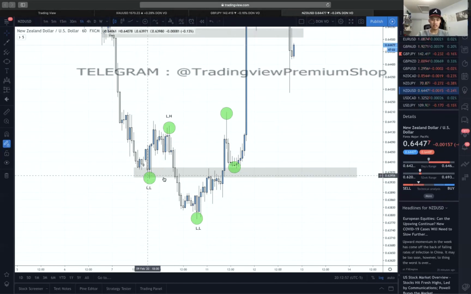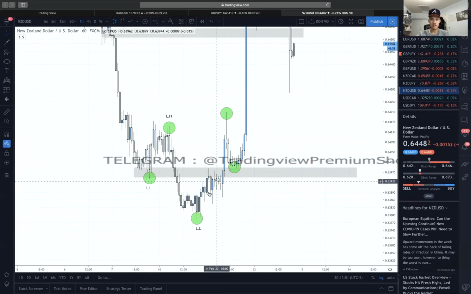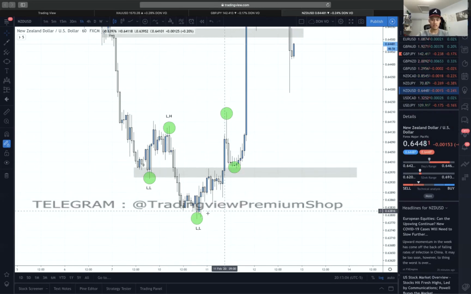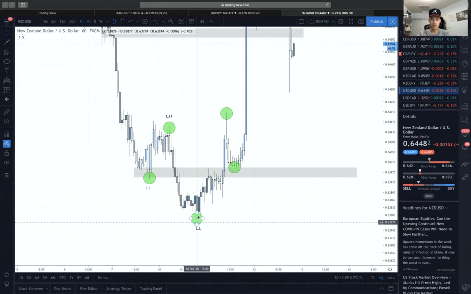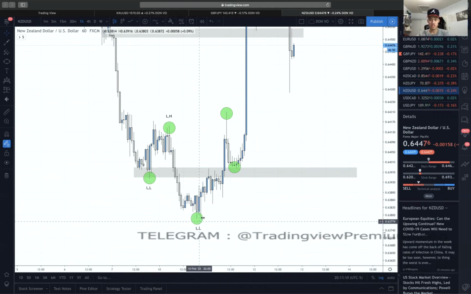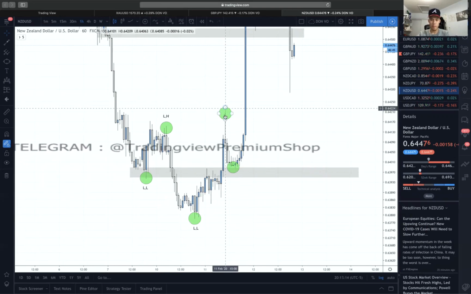And since this area right here was not respected, like this neckline was not respected, this is the tip of the mountain, like reverse. Pretty much from the tip of the mountain, price broke the zone. So it's just continuation of a buy.